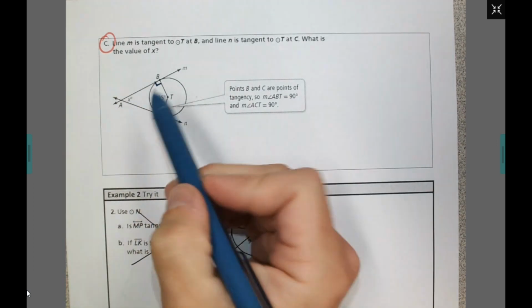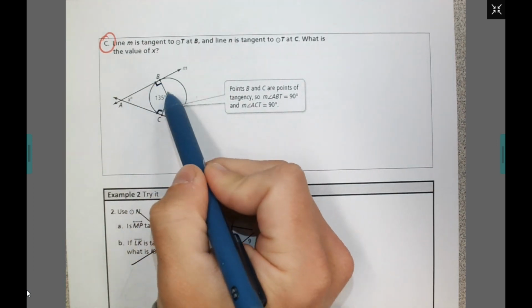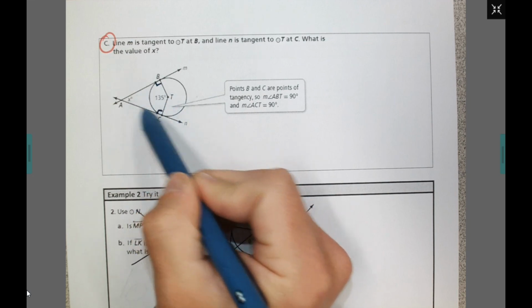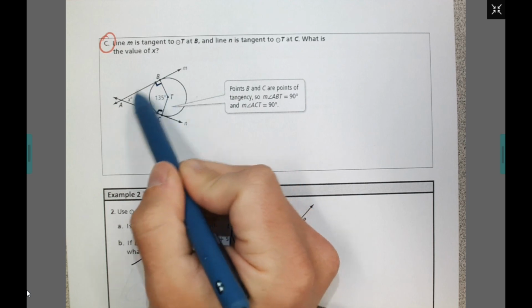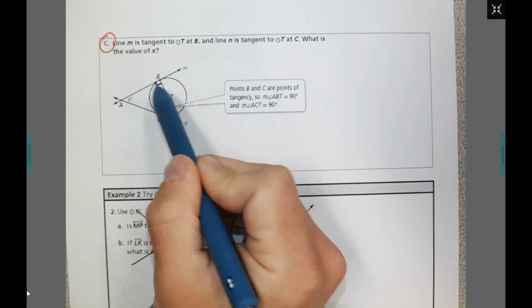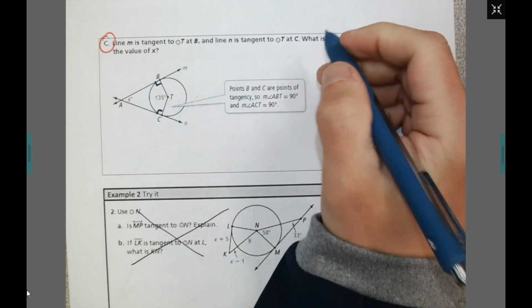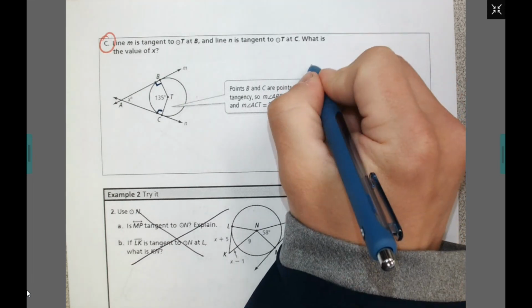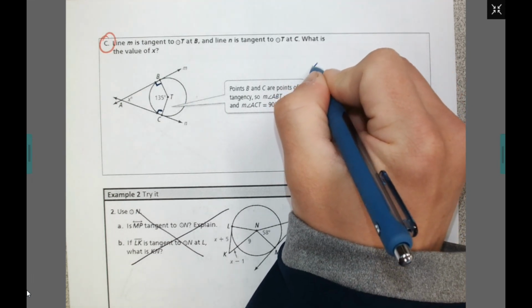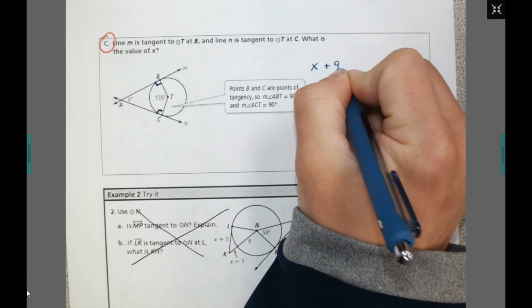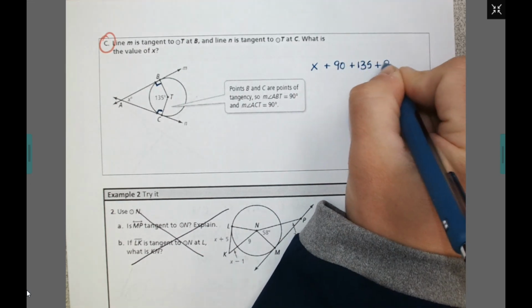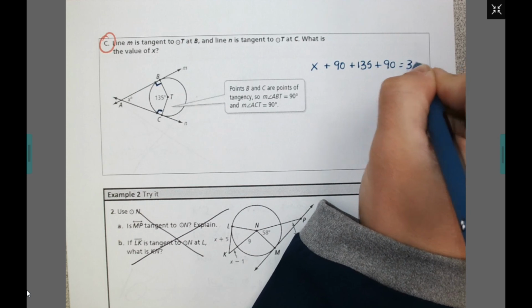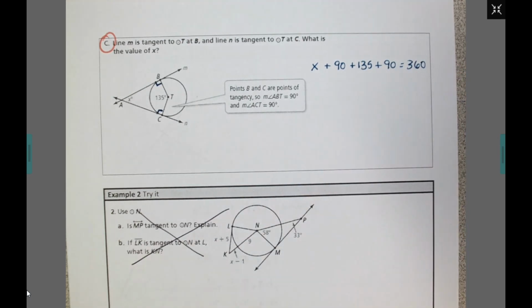So I look at this right here. I got 1, 2, 3, 4 angles for that polygon. And when you have 4 angles, from first semester, you should know that those all add up to 360 degrees. So I know that my X plus 90 plus 135 plus 90 is going to equal 360 degrees.